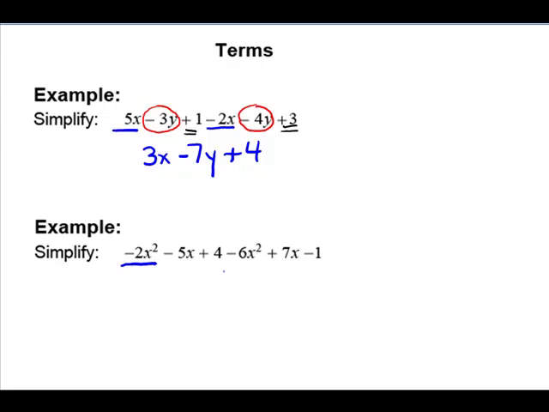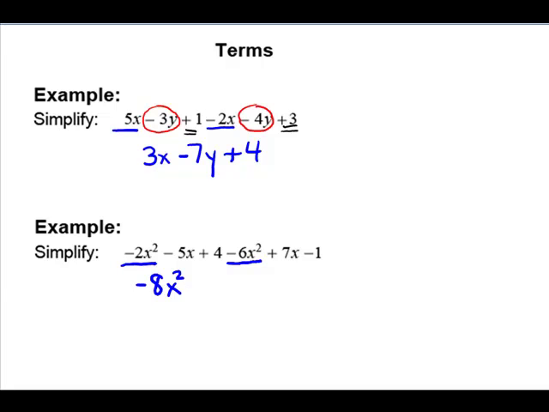So we're going to pick the x squared terms and do those first. We're working with the coefficients. They are like signs. We're going to add and keep the sign. One copy of the variable.